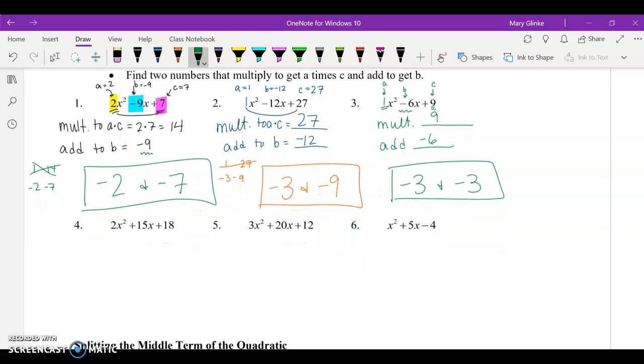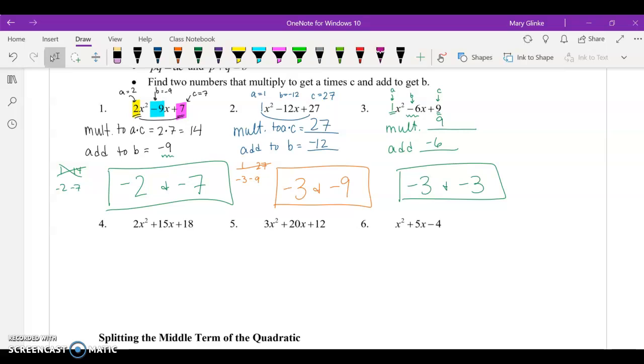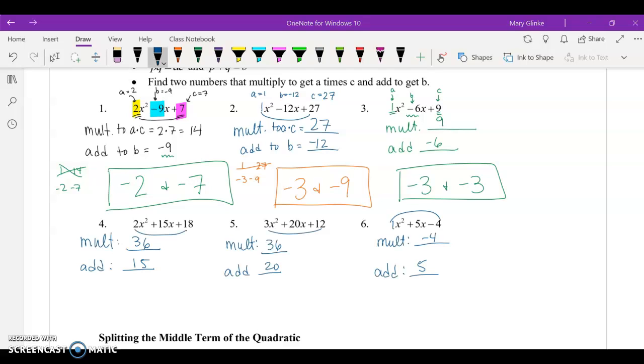Okay, so that's the gist of it. I want you to try 4, 5, and 6. So pause the video, identify A, B, and C, figure out your multiply and your add, and then your numbers. Okay, so actually pause it and you try it yourself first and then come back. So let's see how these went for you.